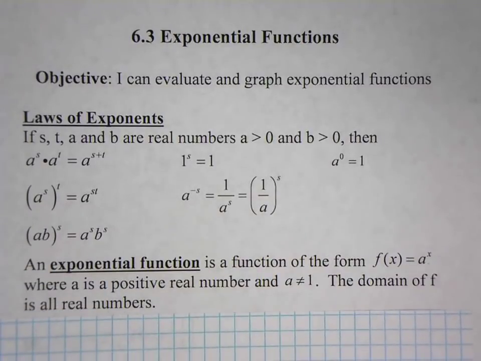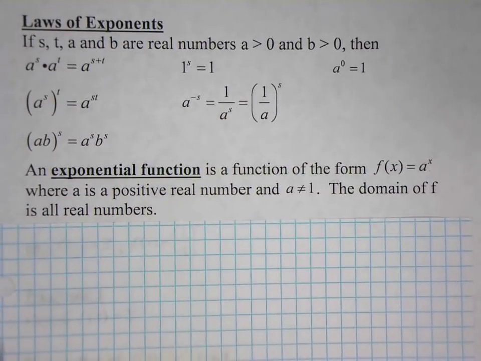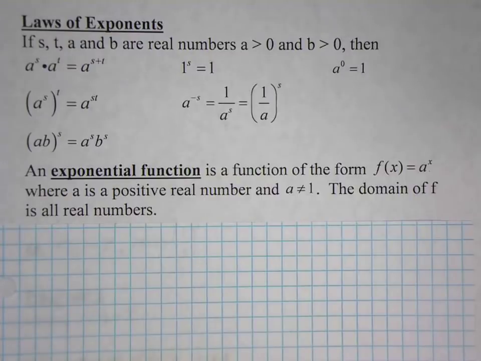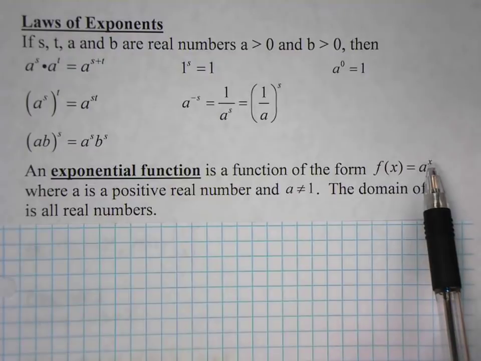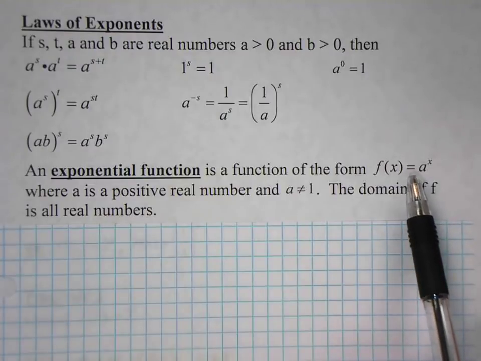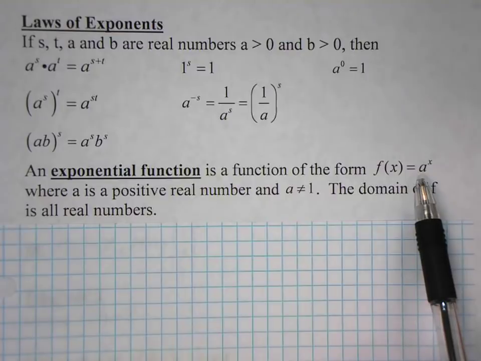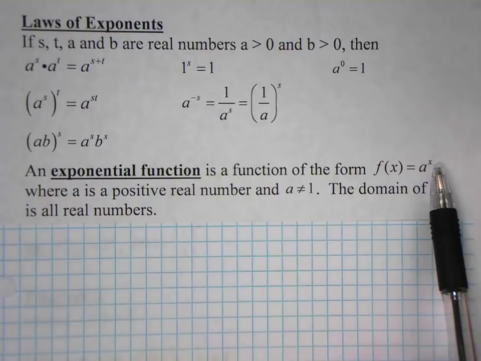Also just a review of the definition. No need to copy this. It says an exponential function is a function of the form f of x equals a to the x, where a is a positive real number and a cannot equal 1. The domain of f is all real numbers. So in order for something to be an exponential function, we're seeing that the variable is in the exponent, not the base. So the base is going to give us a constant or just a positive real number, and our exponent is a variable.